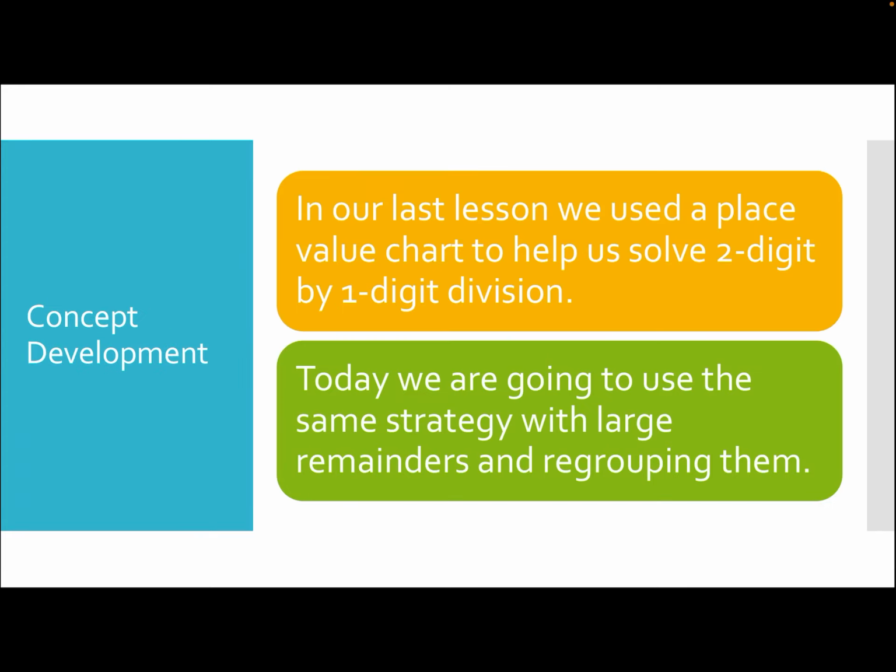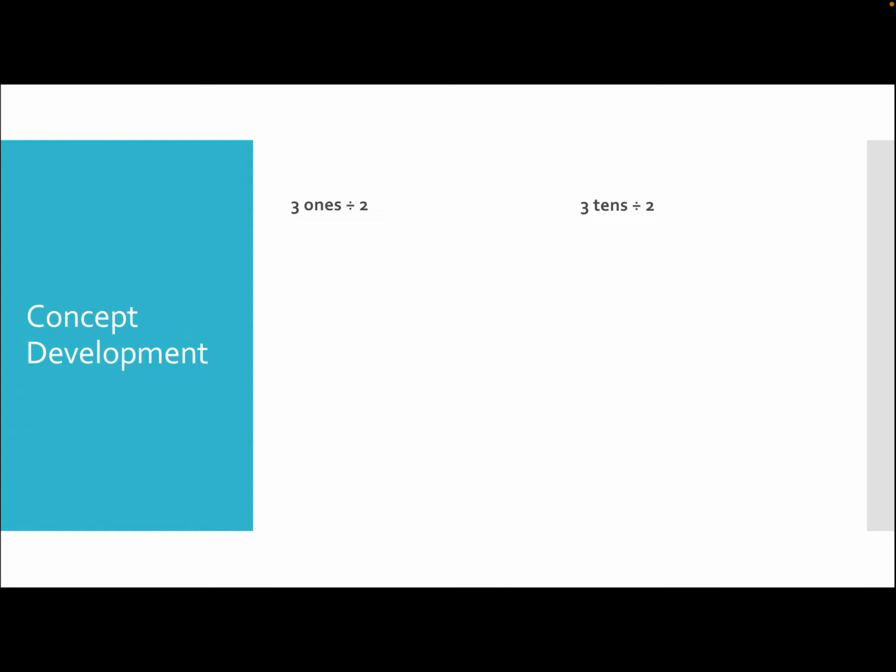So in our last lesson, we used a place value chart to help us solve 2-digit by 1-digit division. Today, we are going to use the same strategy with larger remainders and having to regroup those remainders. So I'm going to show you exactly what that looks like with a couple examples, and we're also going to do number 1 in the problem set together.